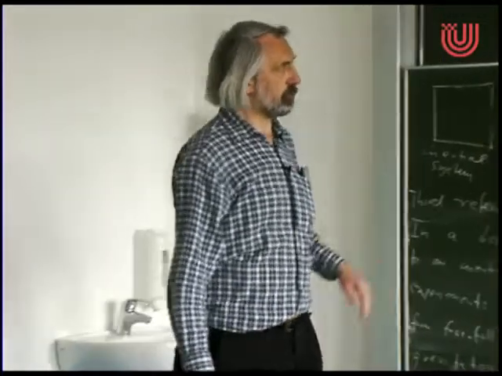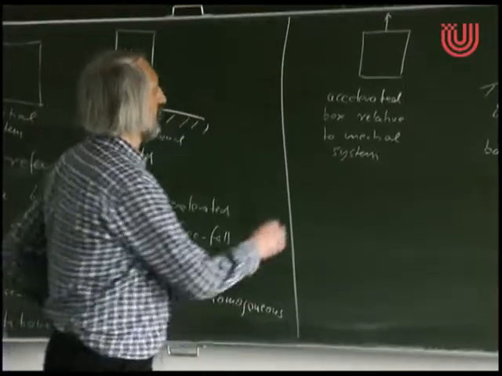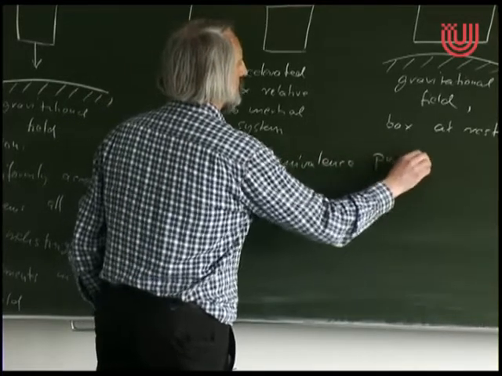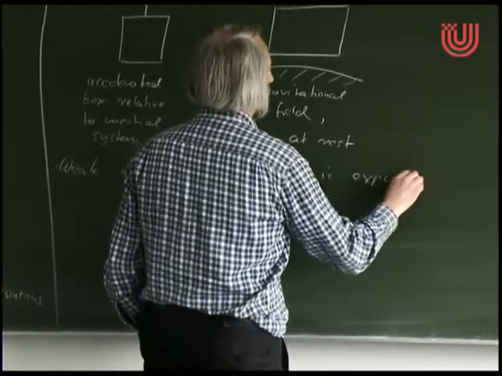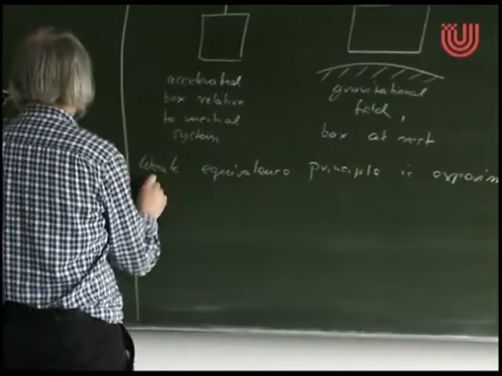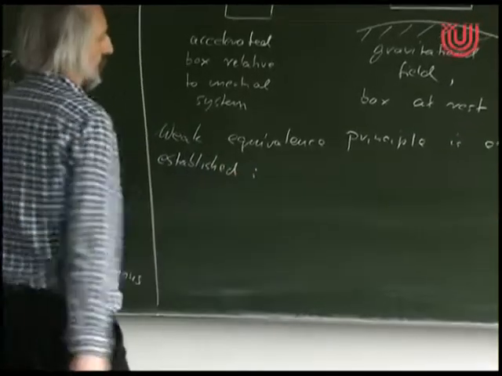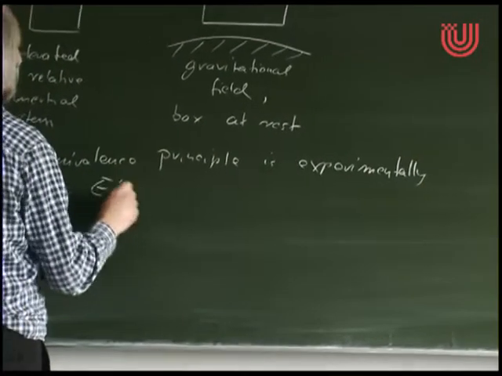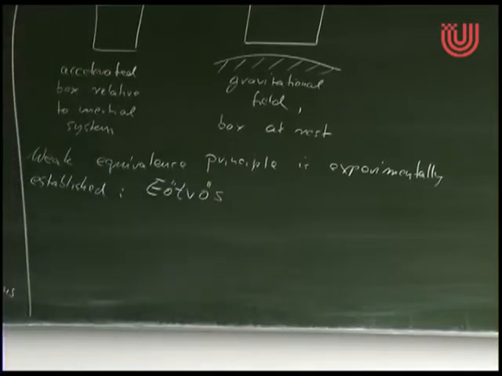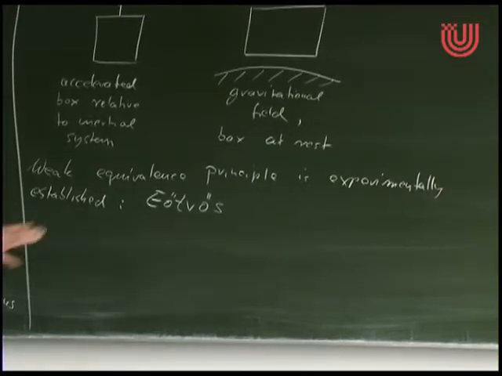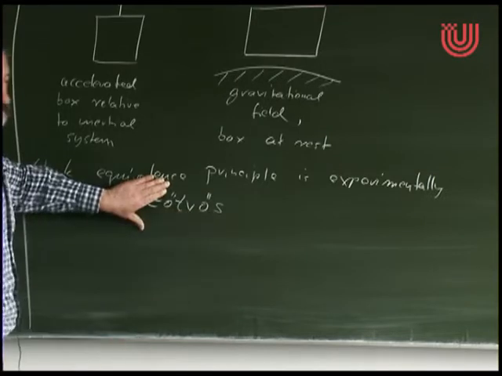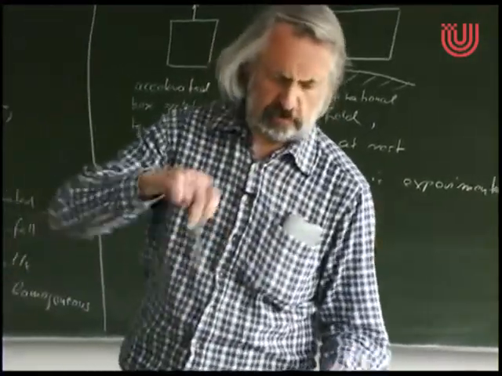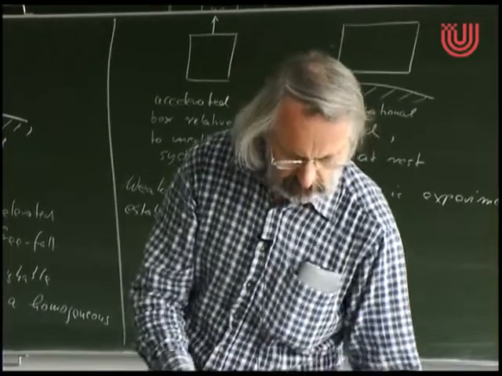It was then done with much better accuracy in the 19th century. I should mention this: the weak equivalence principle is experimentally established, and the person who did it to a fairly good accuracy for the first time was a Hungarian gentleman by the name of Loránd von Eötvös. I asked a Hungarian once how to pronounce this, and he told me to just drop the E, it is mute, and pronounce the first part like a German SCH. So the pronunciation is something like Ötvös. He did this in 1889.